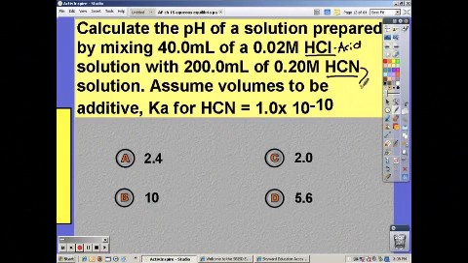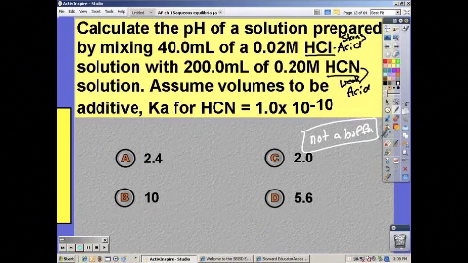So we can really ignore the HCN except for the fact that we have 40 milliliters and 200 milliliters. So our final volume is going to be different than what we started with. So the concentration of HCl at the end is not 0.02. So first you need to figure out your original moles of HCl. Then find your new molarity by finding the new volume.